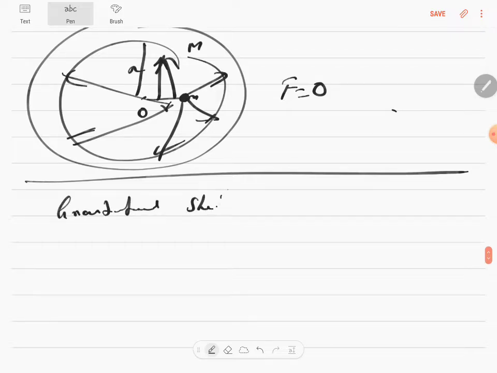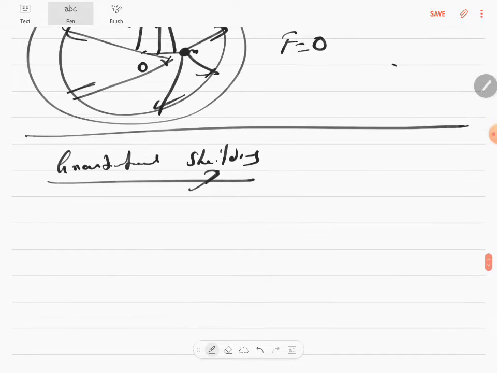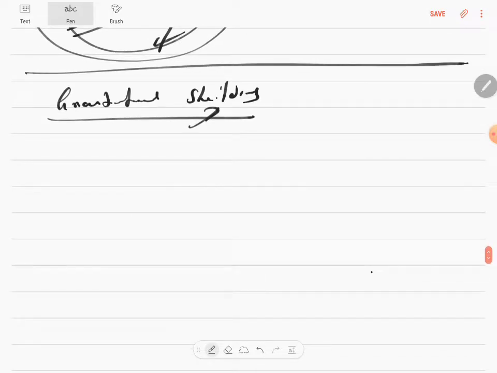Gravitational shielding. Shielding means protecting it from any other attractive force. Okay. So supposing next year we learn about charges. You take a positive charge and put it inside a Faraday's cage, okay. You put it inside this and close it. This charge will not be attracted by any other charge. You are able to isolate this charge by placing it inside a Faraday's cage. It's possible only if it's a charge.